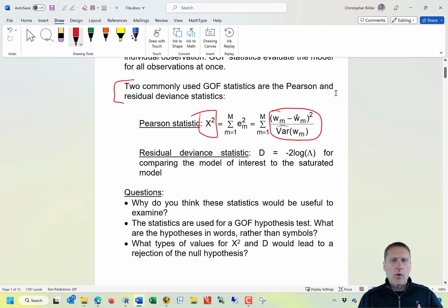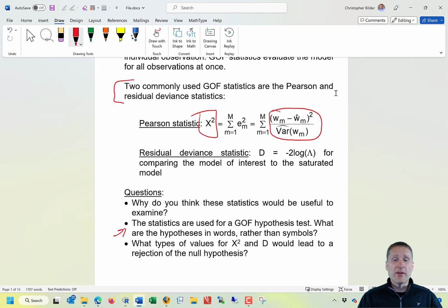So why do you think these statistics would be useful to examine? Simply, it gives one overall measure of how well the model fits the data, rather than looking at individual standardized Pearson residuals for every single observation in the data set. The statistics are then used for a goodness of fit test, where the null hypothesis represents, in words, the model fits the data well. The alternative hypothesis, in words, is the model does not fit the data well.